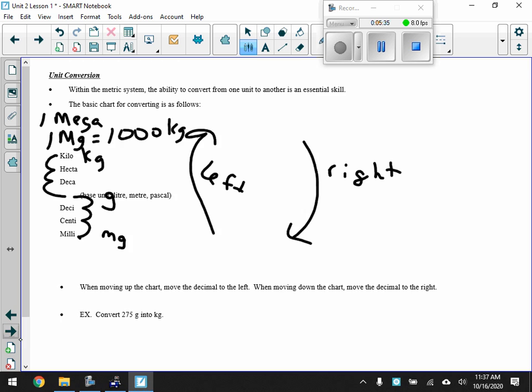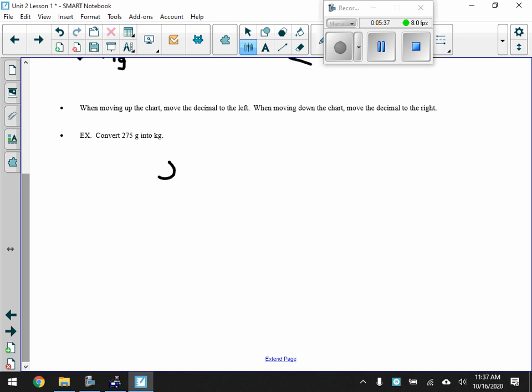And then we did this quick little example here, which was 275 grams into kilograms. Again, if you're in grams, you're going to go 1, 2, 3 places to the left. So grams is here, and then we're going to go 3 places up. We get decagram, hectogram, kilogram. So 3 places up, so that's 0.275 kilograms.